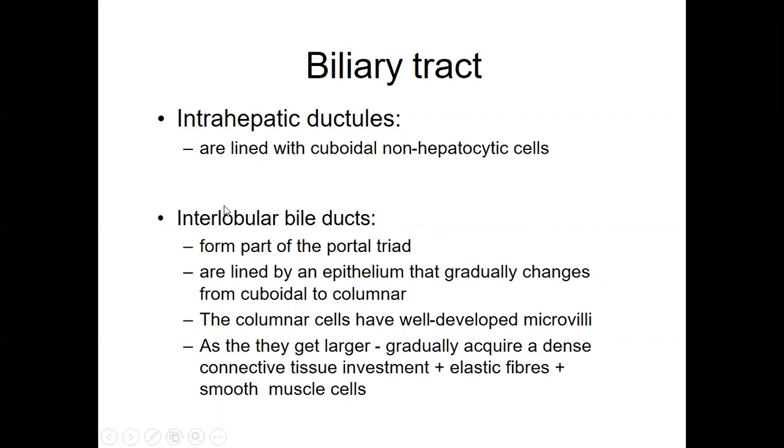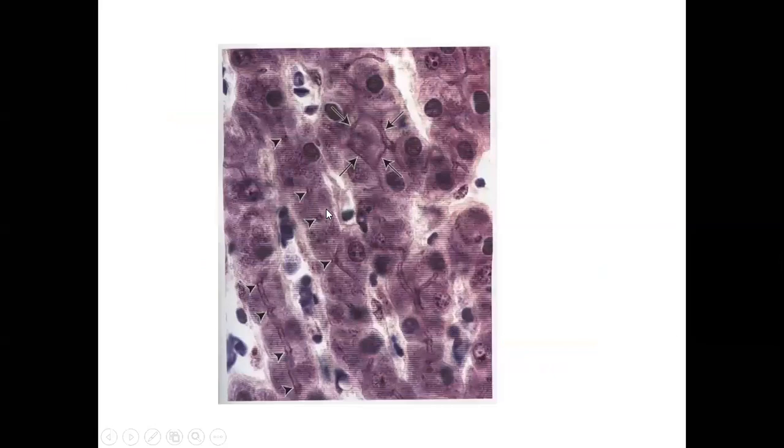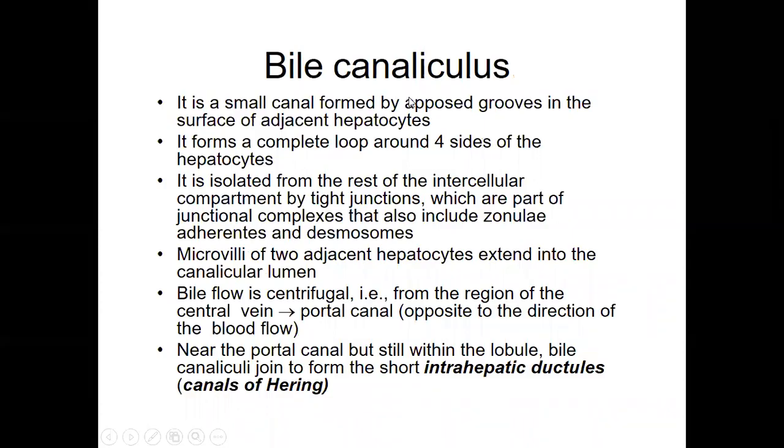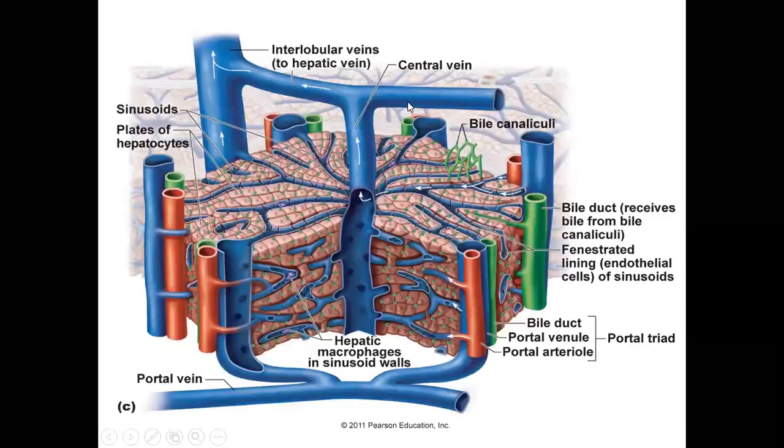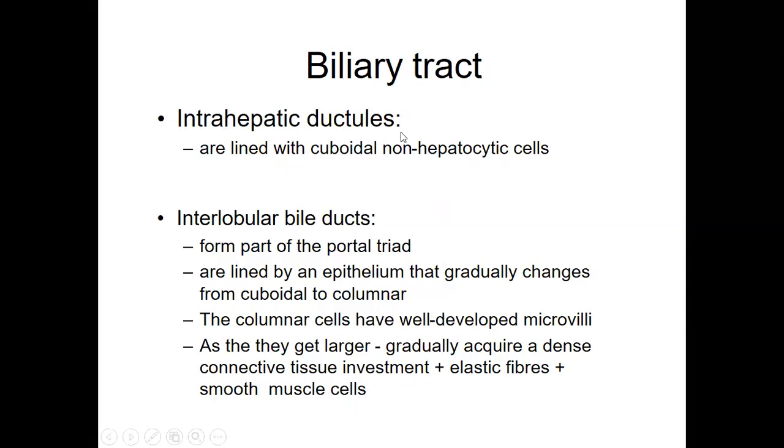For the interlobular bile duct, it's larger. Just now we discussed the smaller one, the bile canaliculus, the smallest one. And then we proceeded with the intrahepatic ductule, the canal of Hering, larger compared to the bile canaliculus. And then the larger component here is the interlobular bile duct.